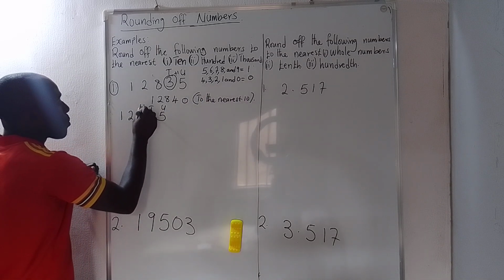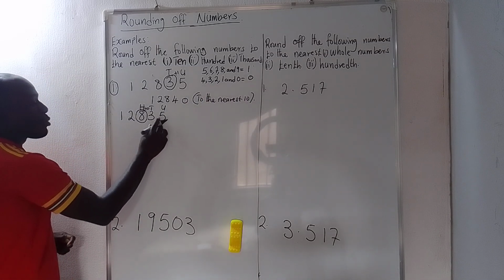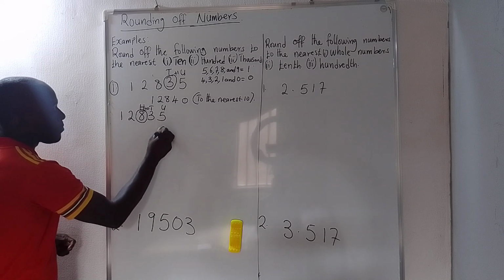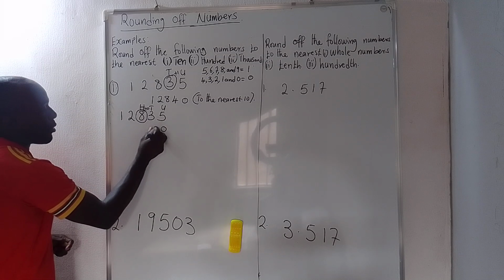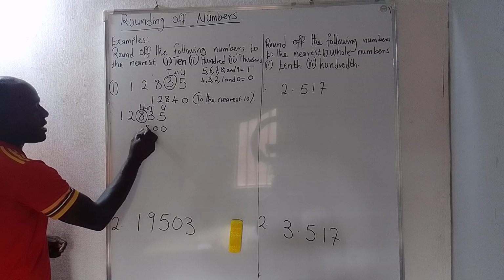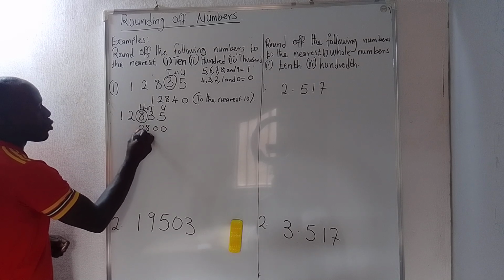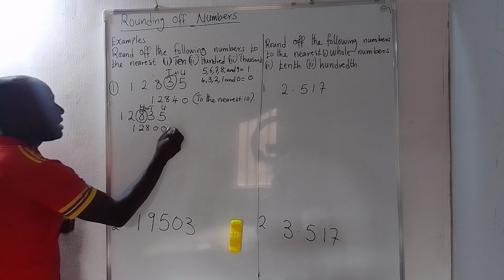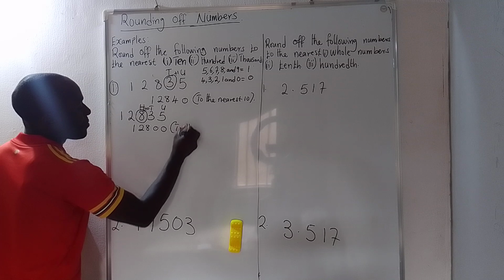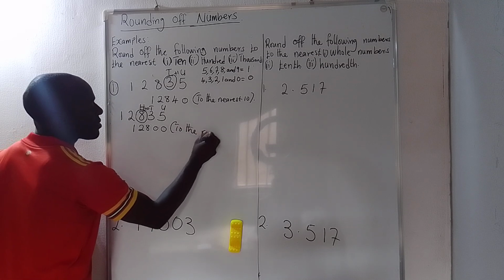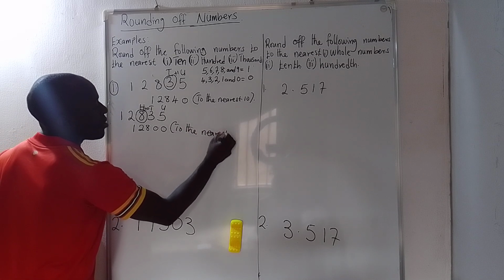So we change 3 to plus 0. What happens to 5? 5 becomes 0. 3 becomes 0. So 8 plus 0 is 8. Bring down our 2 and bring down our 1. This is the answer to the nearest 100.